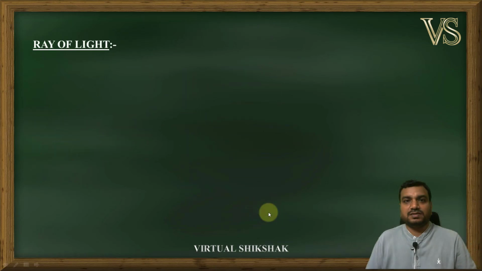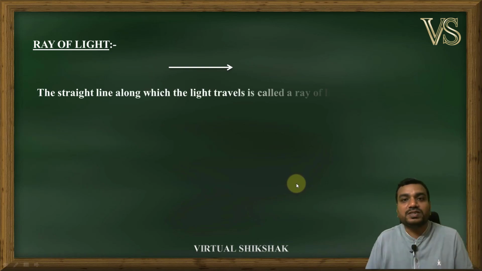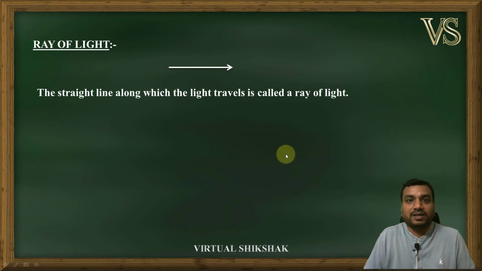Now the next topic is ray of light. As we have already discussed, ray optics deals with the study of light traveling in a straight line. Ray of light is nothing but the straight line along which the light travels.